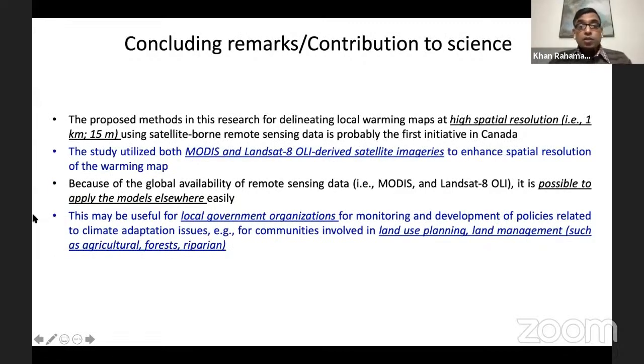And the contribution to science, if you ask how I contributed: the first thing is that the 15-meter resolution was not in business before. So it was one of the prominent contributions. And because of that, we received a $200,000 project to find out different types of climatic impacts in the province of Alberta. That project is going on right now. And several government organizations are asking us for training on how they could use this freely available data.